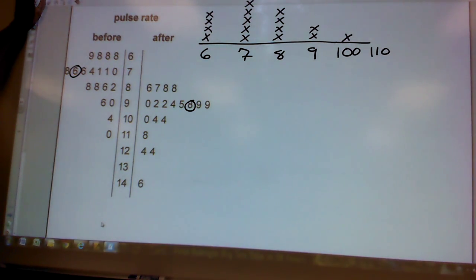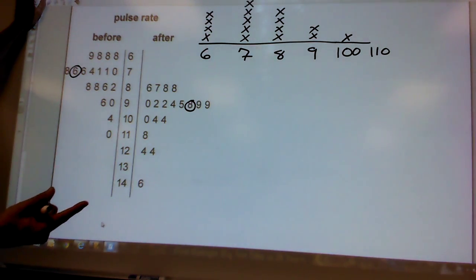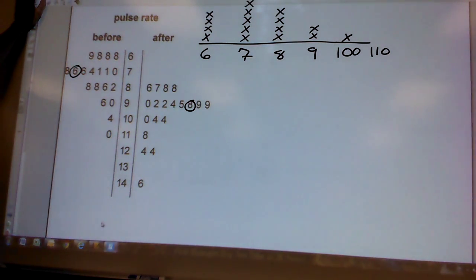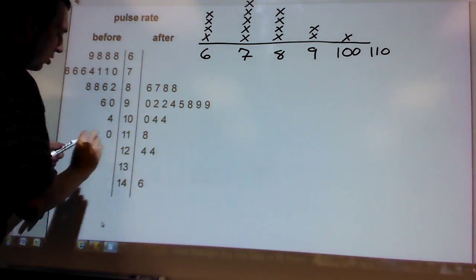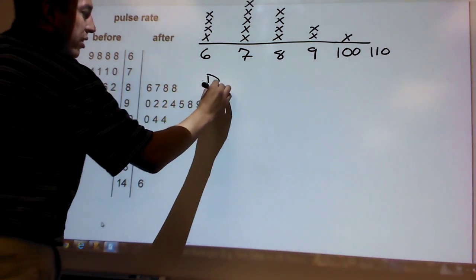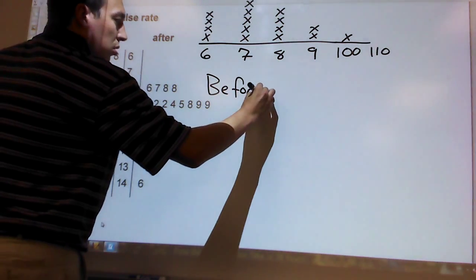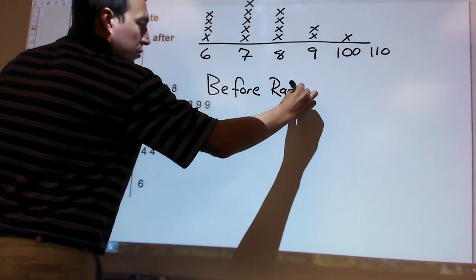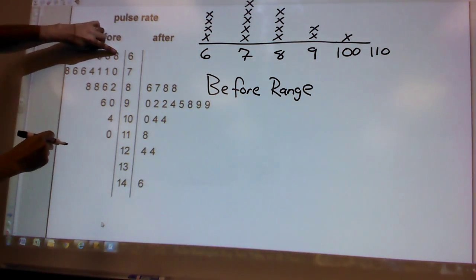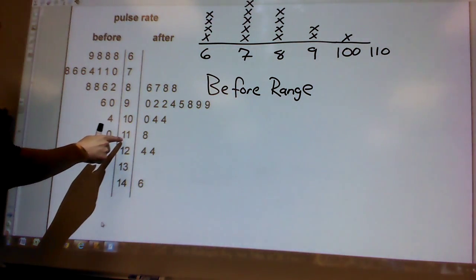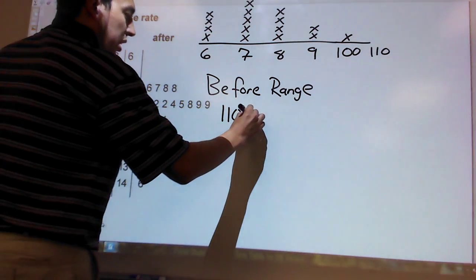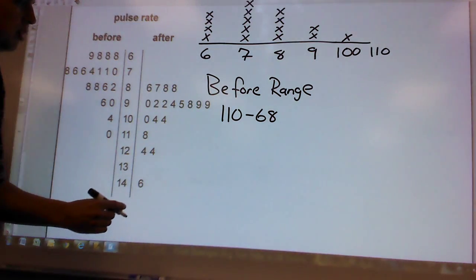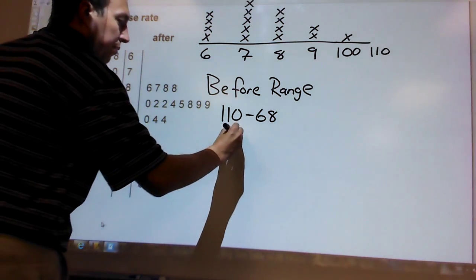Last is spread. You can talk about standard deviation. You can talk about interquartile range. But those you would have to enter all the data in, and we don't want to do that. We want to save time. So let's talk about the range. The before range goes from 68 all the way to, it looks like, 110. So before range is 110 minus 68, which I believe is 42.